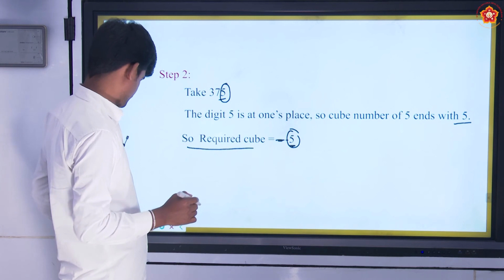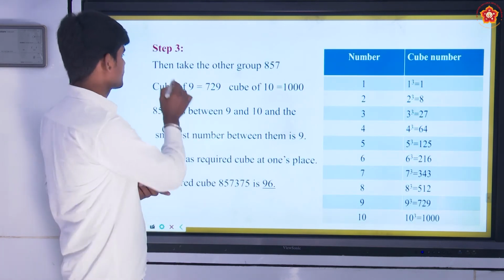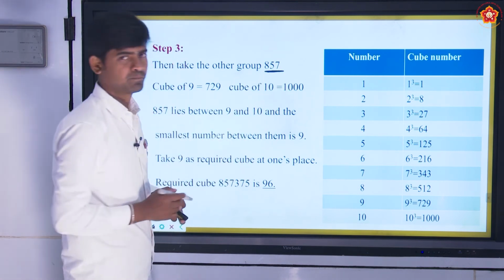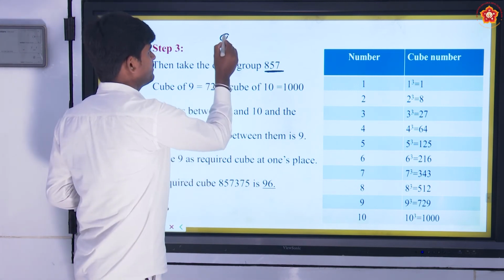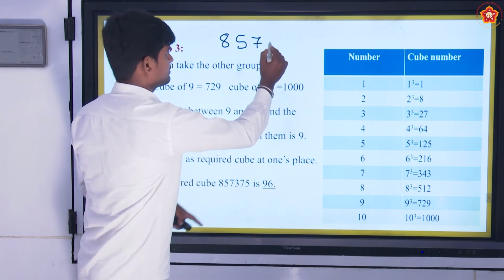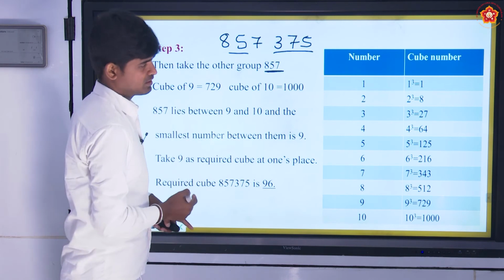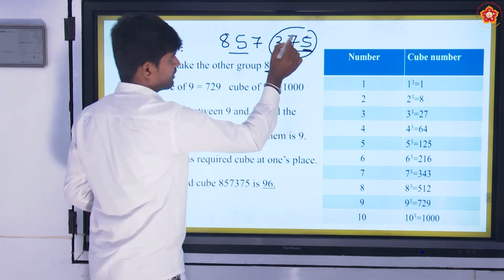For finding the 10th place, there is step 3. Then take the other group, 857. We can take the number 857, another group. The number is 857,375. We can group first. After that, you have to identify the unit place of that cube number.